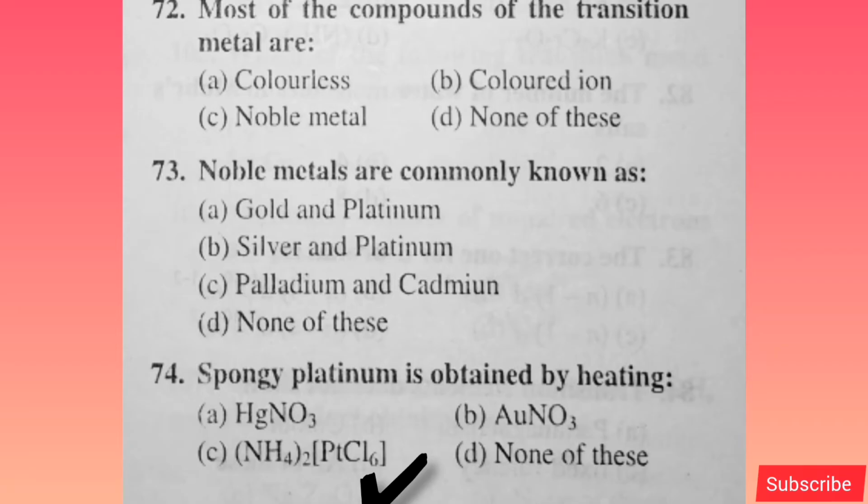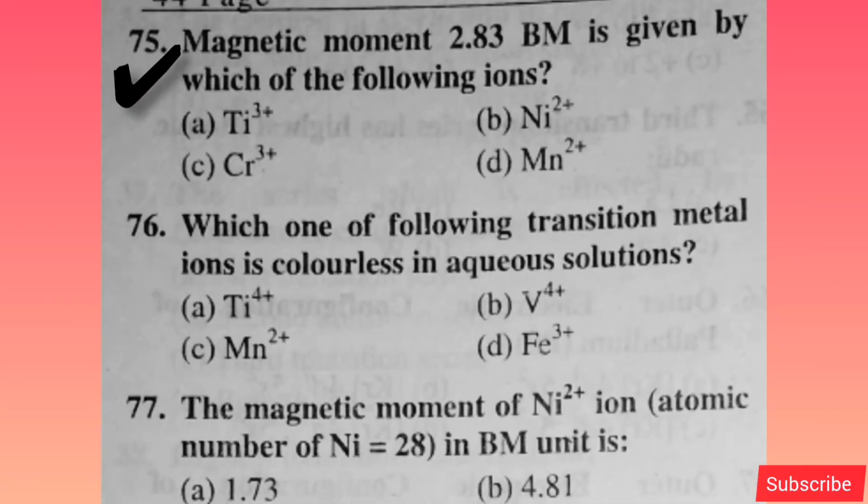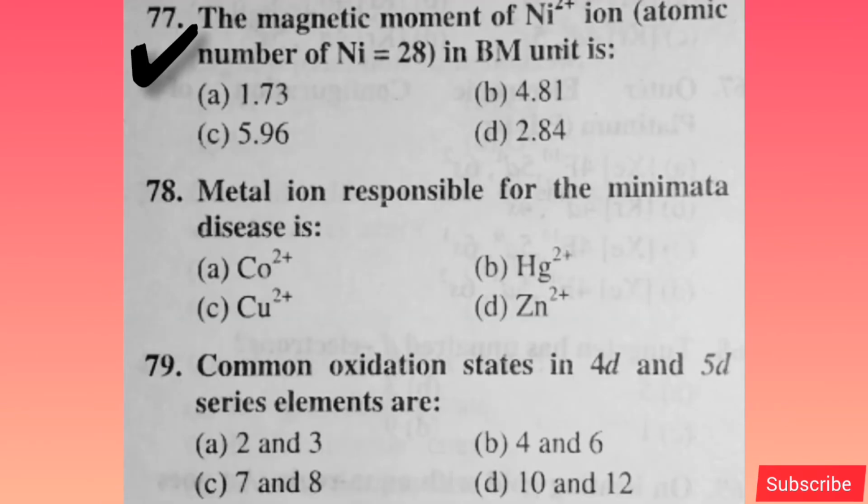Option C is correct. Magnetic moment 2.83 BM is given by which of the following ion? Option B is correct. Which one of the following transition metal ion is colorless in aqueous solution? Option A is correct. The magnetic moment of Ni2+ ion, atomic number of Ni is 28, in BM unit is. Option D is correct.